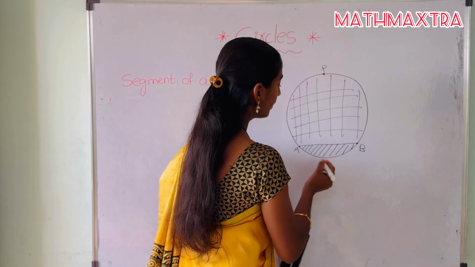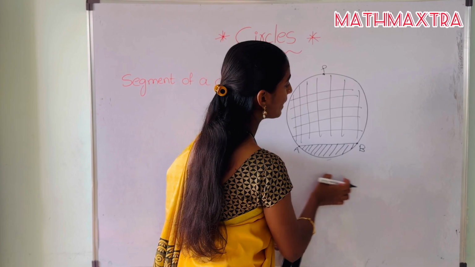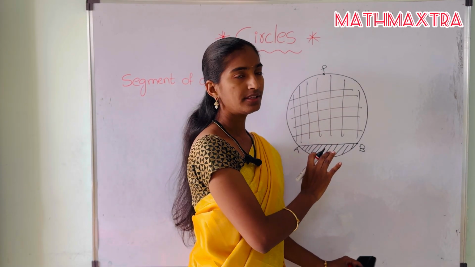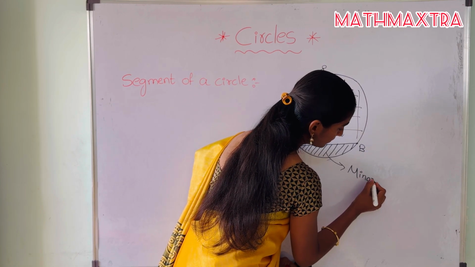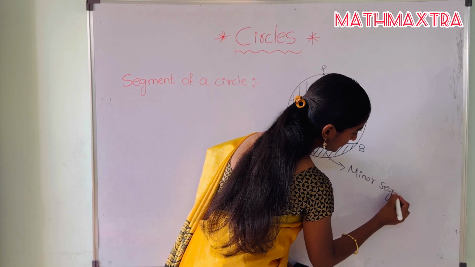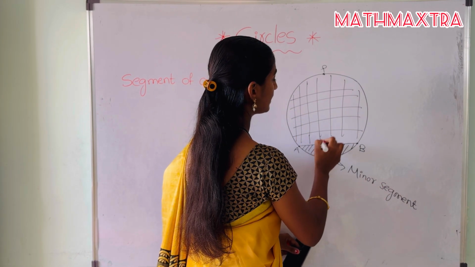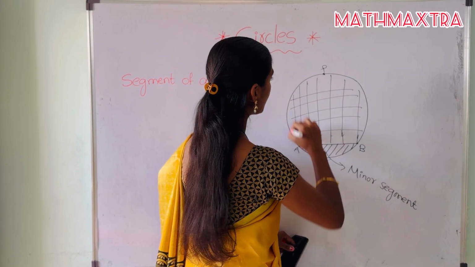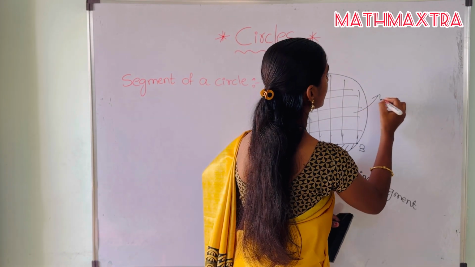And if this segment is bounded by a minor arc and a chord, then we call this segment a minor segment. And if the segment is bounded by a major arc, then we call this segment a major segment.